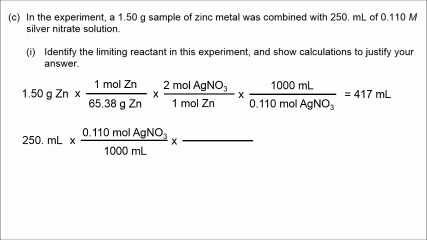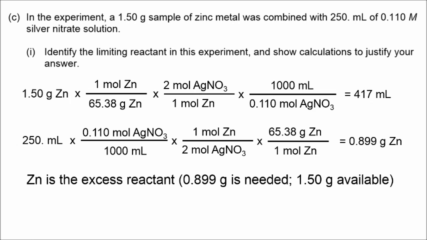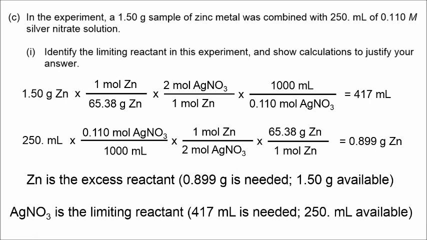Again, remembering the 2-to-1 ratio between silver nitrate and zinc. Finally, convert to grams of zinc using the periodic table. We discovered that we need 0.899 grams of zinc. Since we have 1.5 grams of zinc, zinc is present in an excess amount because we have more available than we need, but silver nitrate is the limiting reactant because we need more than we have available.